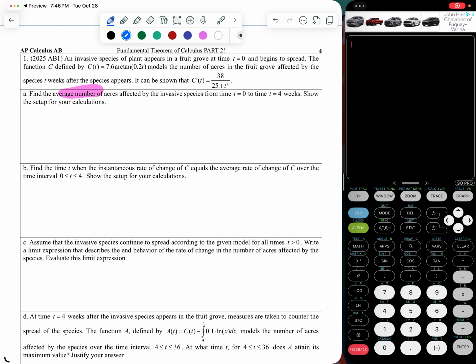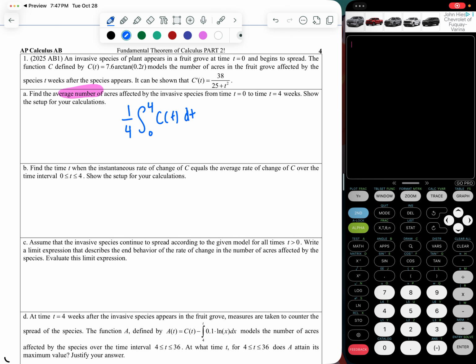let's see, acres per week. I don't want that. I want average number of acres. So what I'm going to do is put an integral, aka my average value, of 1/4 the integral from 0 to 4 of C of t dt, and then call it a day.